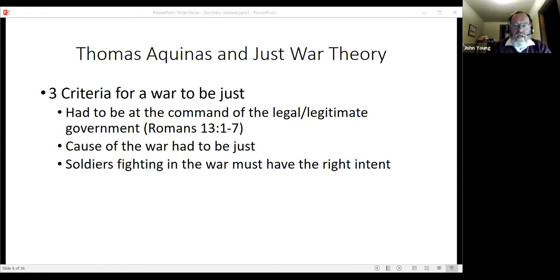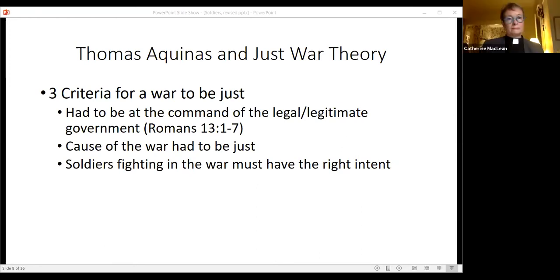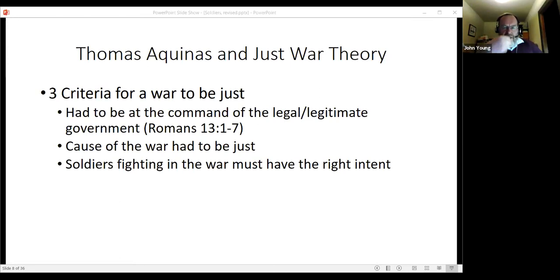He's really clear that it needs to be at the command of whatever the legitimate government is. And not for the first time, and not for the last time, Christians thinking about war and what a just war is make a particular appeal to Romans 13, 1-7. This is the text where Paul argues, when he's writing to the church in Rome, that members of that church need to be subject to the governing authorities. The cause of the war had to be just, and the soldiers who fought in it needed to have the right intent. I think it's fair to say that what you have with Aquinas and his effort to, I shall say, restate just war theory is a response to, in fact, the Crusades.